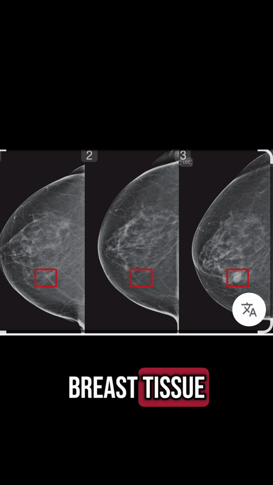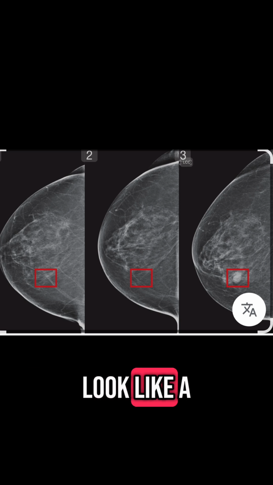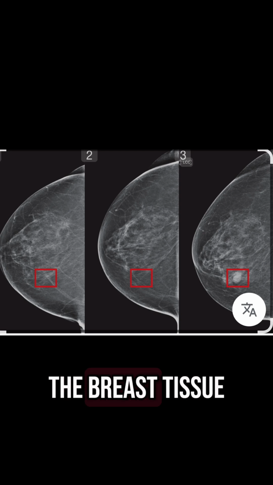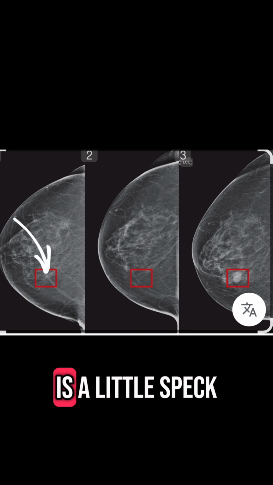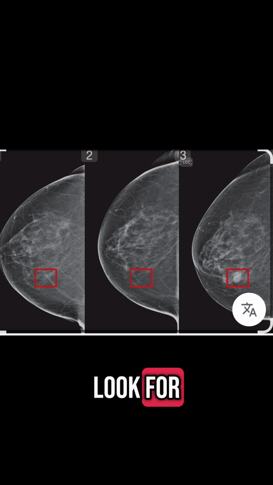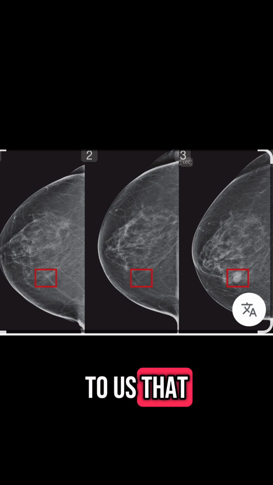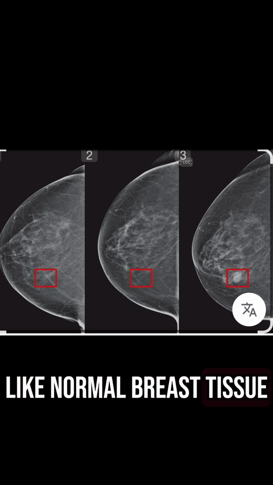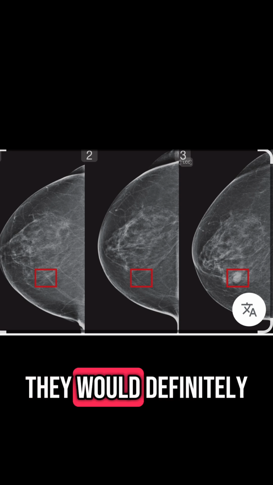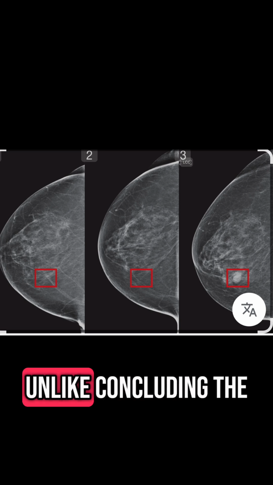to the breast tissue. While in the first picture, the deformality that is highlighted doesn't look like a deformality at all. Like I mentioned earlier, it simply just looks like it's a part of the breast tissue. But you can see that there is a little speck, and like I said earlier, that is something that the doctor would look for, even if it's as tiny as that. While in the second picture, we really can't tell where that deformality is. To us, that may just look like normal breast tissue, but for a radiology doctor, they would definitely be able to pinpoint where the deformality is in that box.